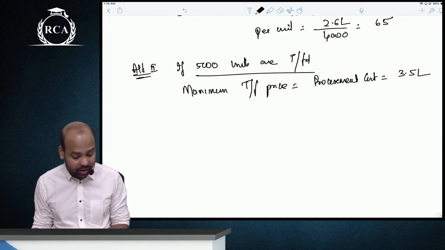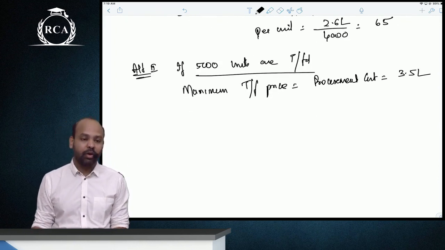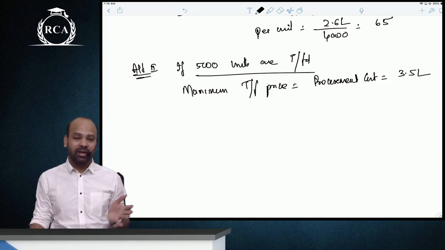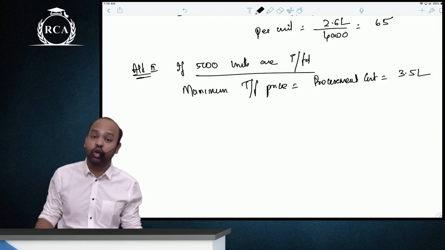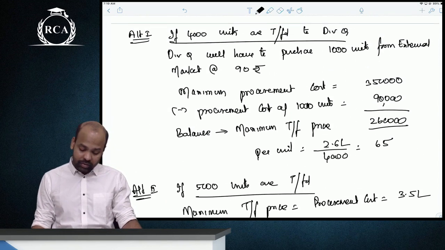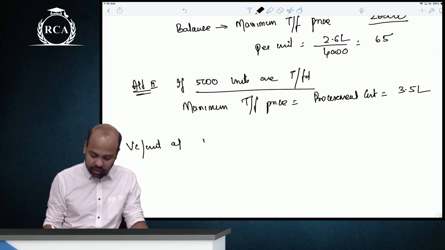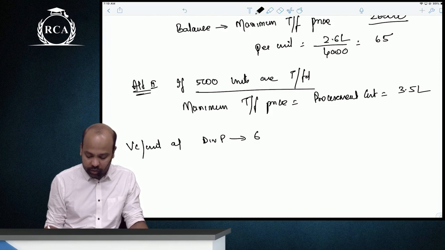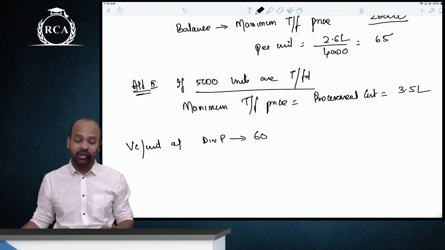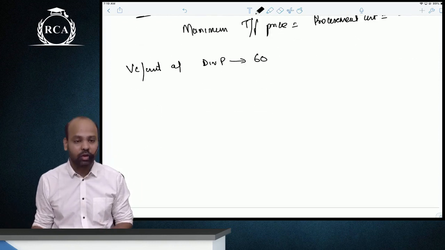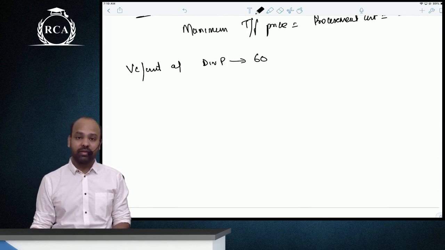By comparing their revenues, you can also compare their profitability statements. Anyway, the variable cost is going to remain constant. Let us not forget the variable cost per unit of division P is 60 rupees. That variable cost is constant, so you can take a decision on either basis. Okay?